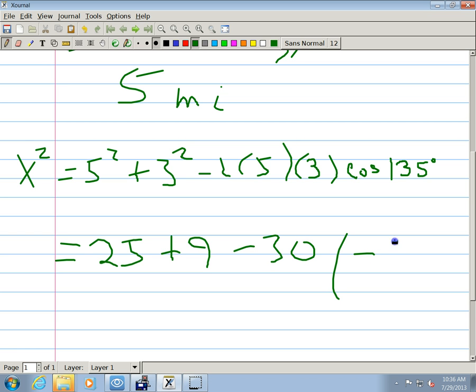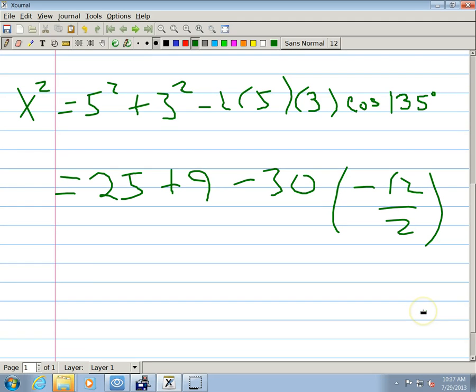And times negative rad 2 over 2? So what happens with that negative? It becomes a positive, because it's negative 30 times a negative rad 2 over 2, so it's positive. So I'm really adding in this case instead of subtracting. And what about the 2? The 2 goes into 30 15 times. So this is going to be, let's see, 25 and 9 is 34, plus 15 rad 2. Okay?